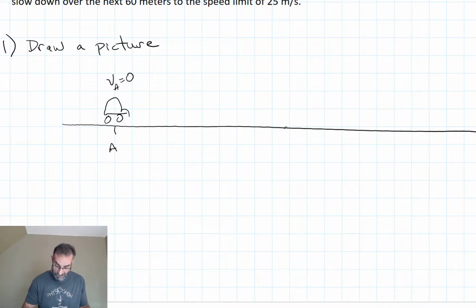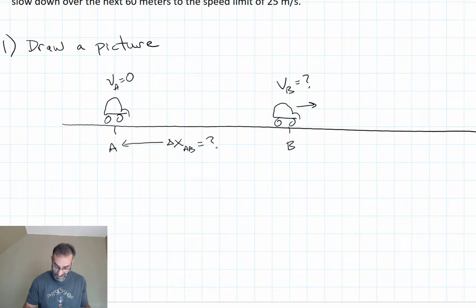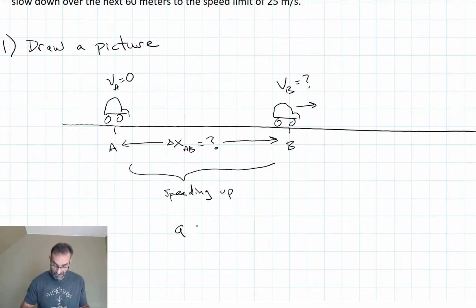At some later time, we're over here, and we're moving. And VB, we don't know, but we know it's over the speed limit. We've moved a certain distance, which again, we don't know. But we do know during this whole time period, we were speeding up with an acceleration of 5 meters per second squared, and it took 6.6 seconds.